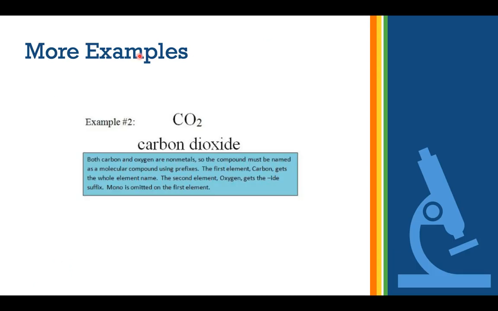Okay, so more examples. Carbon dioxide. Remember that we can't say mono on the first element. Both carbon and oxygen are nonmetals. So the compound must be named as a molecular compound using prefixes and, of course, this suffix. The first element, carbon, gets the whole element name. The second element, oxygen, gets the IDE suffix. Remember, mono is omitted. Omitted means to be left out. Mono is omitted on the first element. Carbon dioxide.